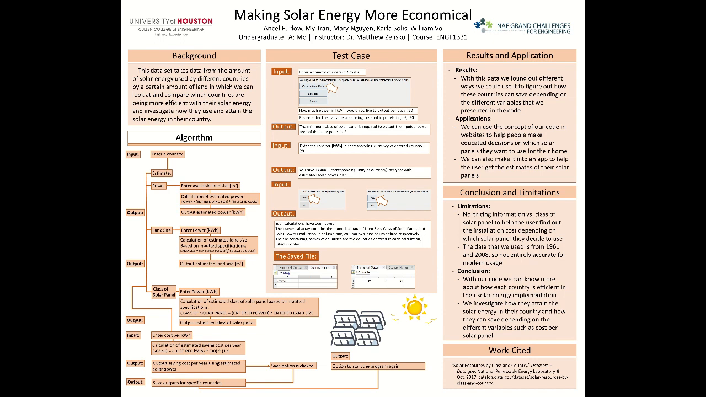Next, the code will ask the user to enter the cost per kilowatt hour in the currency of the entered country, and then the code will do the calculation of the saving cost per year and output the result to the command window. At this point, the code will offer the user an option to study another country. If the user chooses yes, the program will start all over again from the beginning.